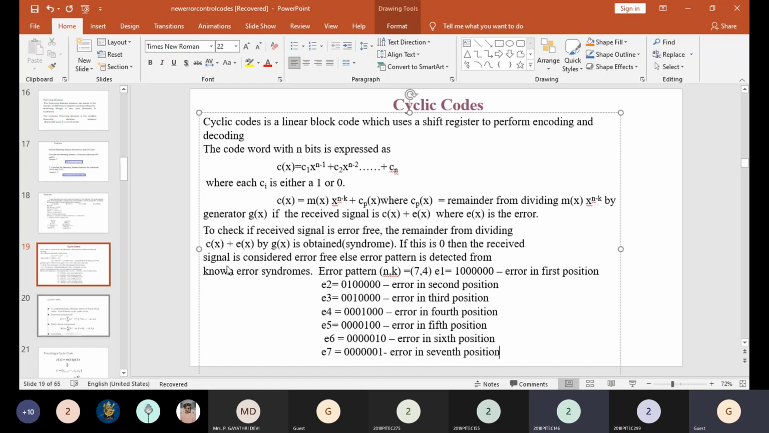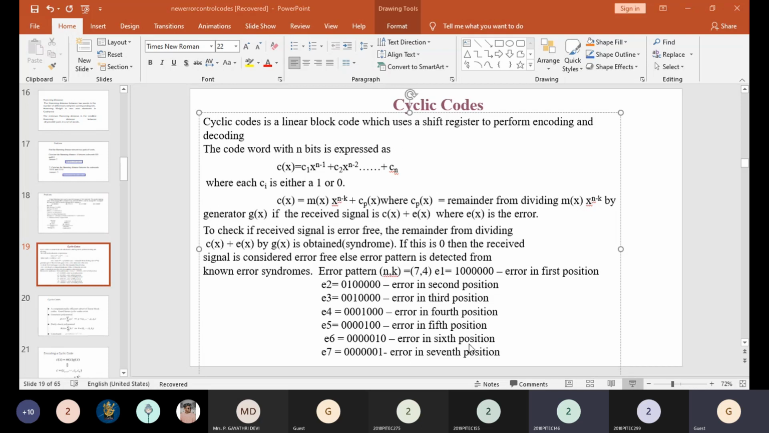Error in the seventh position. Likewise, you can have the error patterns. So I'm just writing what the various error patterns are which we have seen in the linear block code. So this was the error pattern.